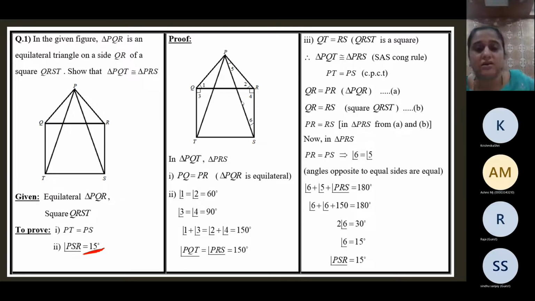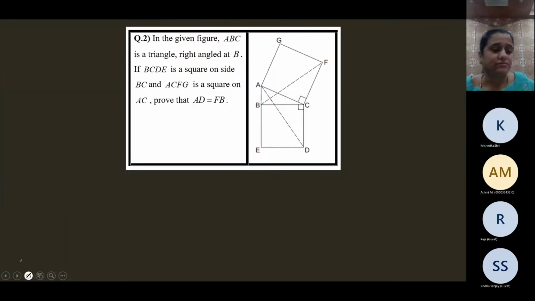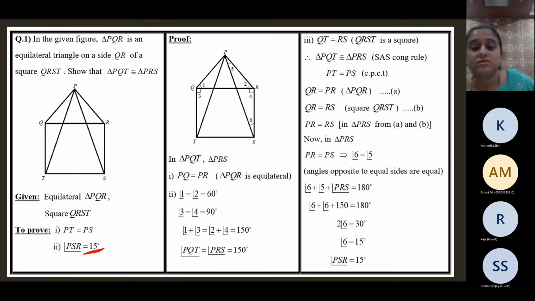Angle PSR is in triangle PSR or triangle PRS. So this is angle PSR. We'll have to prove that this angle is 15 degrees. So we're trying to show that this triangle PRS is isosceles. Take up the side QR, which is common to the square and the triangle. Now, just say that QR is equal to one side of the square and QR is equal to one side of the triangle.